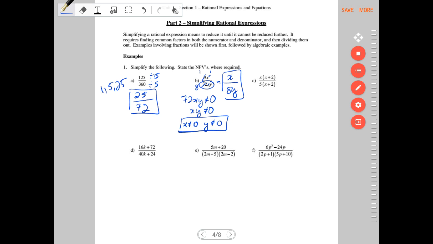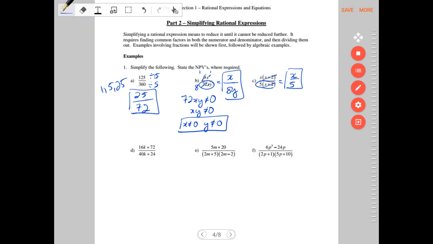Okay, in part C, it's already been factored for you. So if you'll notice, you can cancel out the x plus 2's because they are binomials that are identical on the top and the bottom. Okay, so then that leaves me with x over 5. That cannot be simplified anymore. So that part's done. Let's find our NPV.